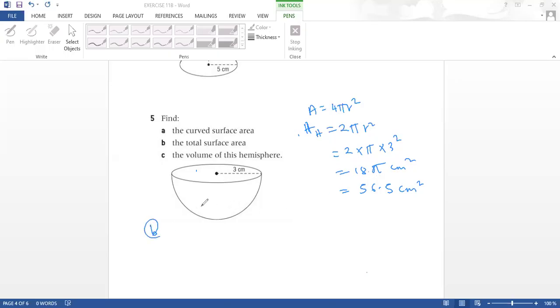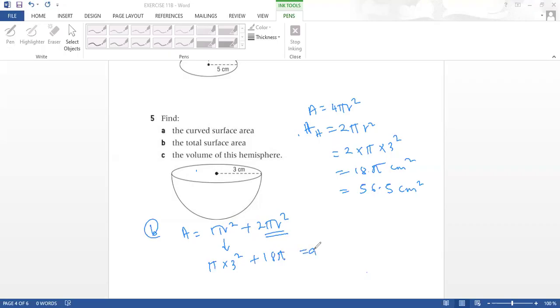Part B, total surface area. Total surface area means the curved area plus the area of this circle. We have the curved surface area already. So the area of that circle will be given by pi r squared and then plus the 2 pi r squared for curved. So we only need to calculate this, which is pi times 3 squared, then plus our 18 pi we got.